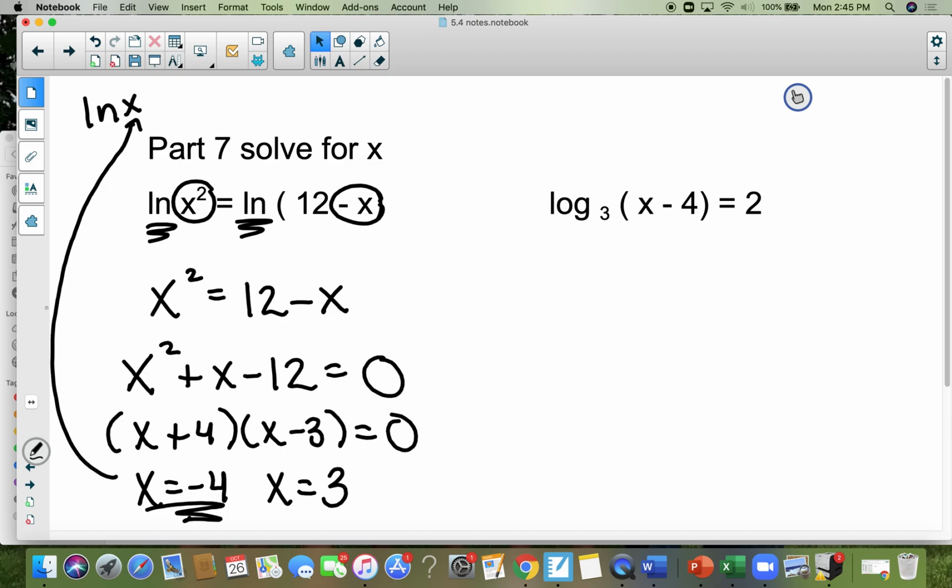Okay, do you notice that there is a natural log on both sides? This one only has one, so all you do is put it into exponential form. So x equals 9 plus 4, which is 13.